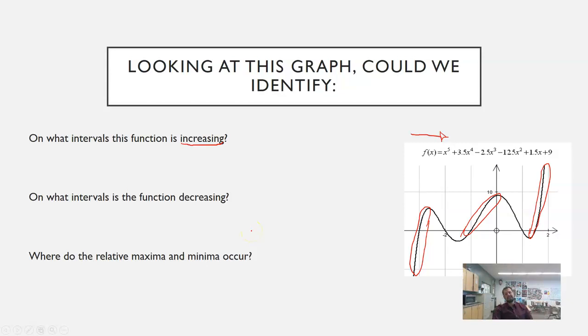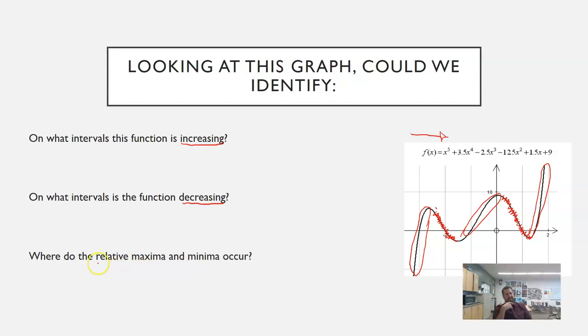Where the function is decreasing, we look at it the same way, moving from left to right, but it's decreasing anywhere the y values are getting smaller as we move from left to right. Okay, so I've drawn it slightly differently there, but we can see where the function is decreasing by looking at that.